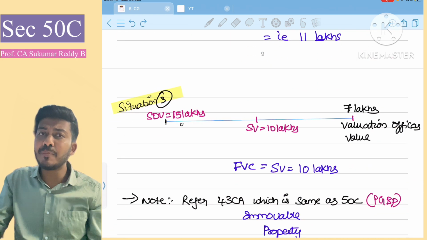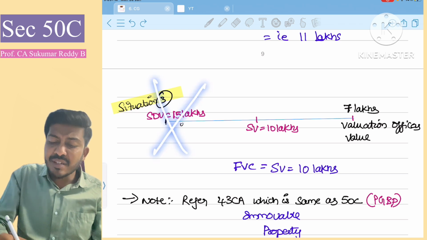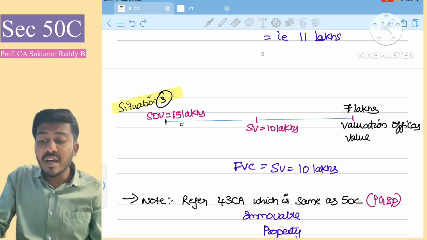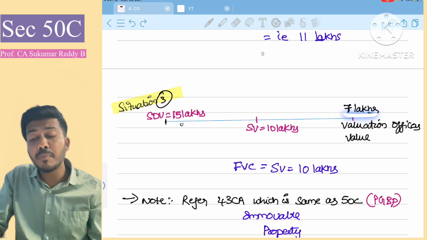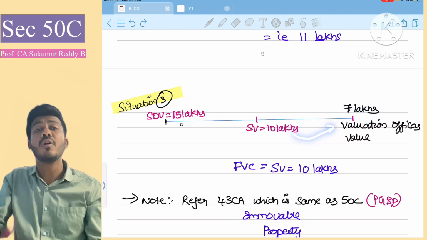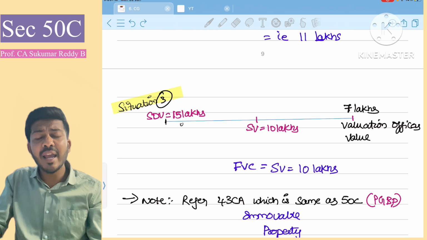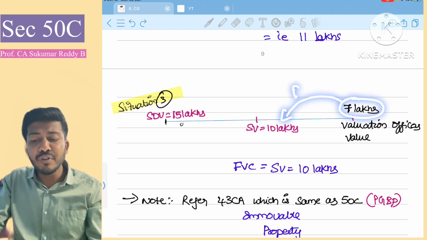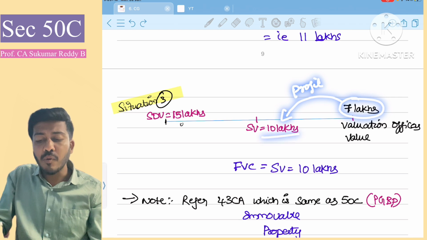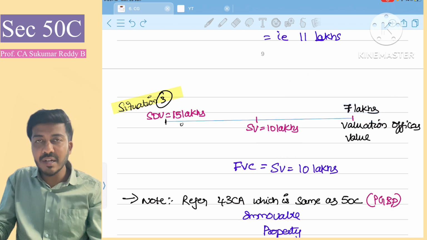However, scenario 3, probability 3 can be there, right? If the valuation officer feels the SDV is still wrong, and in fact the valuation officer is telling the value of the property is just 7 lakhs, which is even less than the sale value, then what will be the full value of consideration? It is not 7 lakhs, my dear friends. It is 10 lakhs. Why did you sell a 7 lakhs worth of property for 10 lakhs? You have infused a profit element inside, right? Now whatever is the profit element infused number, that will become your full value of consideration.